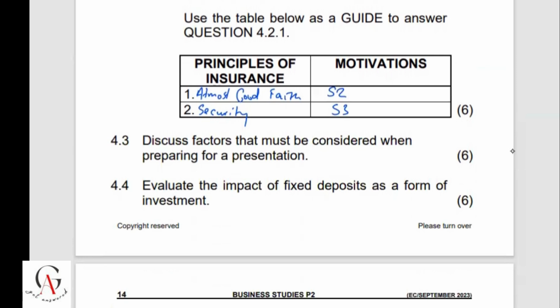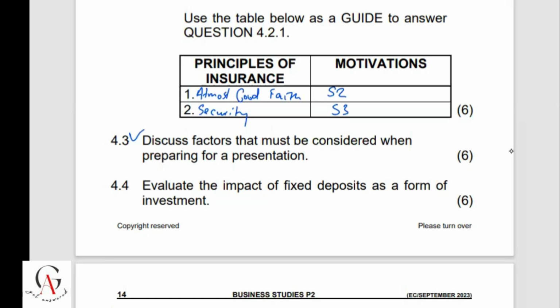So now 4.3 reads as follows. Discuss factors that must be considered when preparing for a presentation. When preparing for a presentation, the presenter should establish a clear purpose and maintain the points of the presentation. Also, information presented should be relevant and accurate, so be fully conversant with the content or objective of the presentation. And also, they should create visual aids that will consolidate the information or facts to be conveyed to the audience.